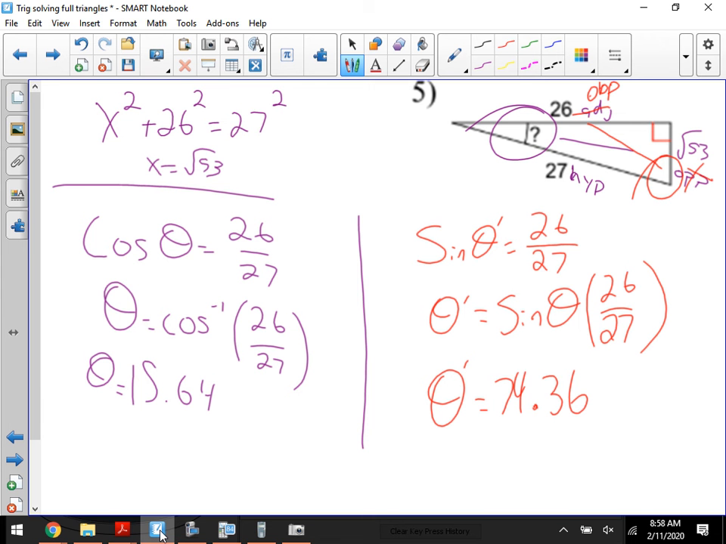Now, you were asking earlier, do you always use the tangent? You only use the tangent when you don't know the hypotenuse. If you know the hypotenuse, you're always going to use cosine and sine. It just depends on which one you use first. So if you use cosine first, guess what you're going to have to use second? If you use sine first, guess what you're going to use second? That's how it works itself out.